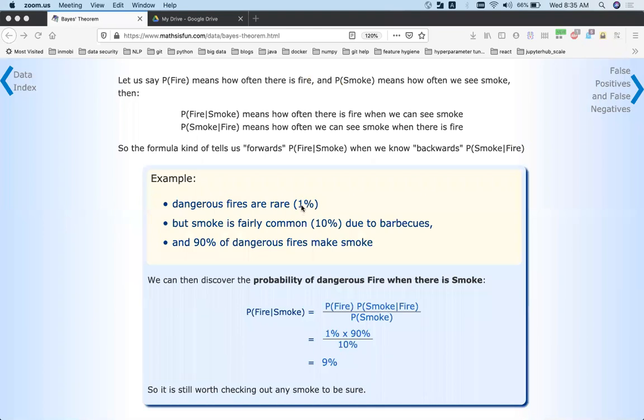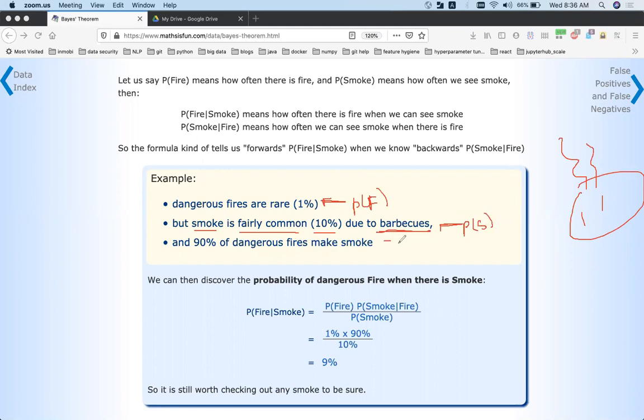Dangerous fires are rare. So what is the probability that is given? P of fire is given as 1%. But smoke is fairly common, 10%, due to barbecues. Let's say you have a grill and some food and there is some smoke coming out, right? That is 10%, which is given as P of smoke.